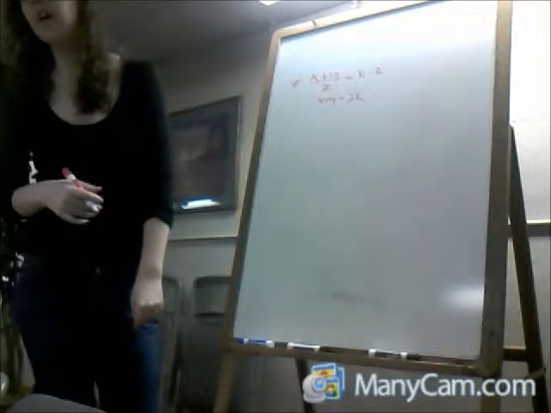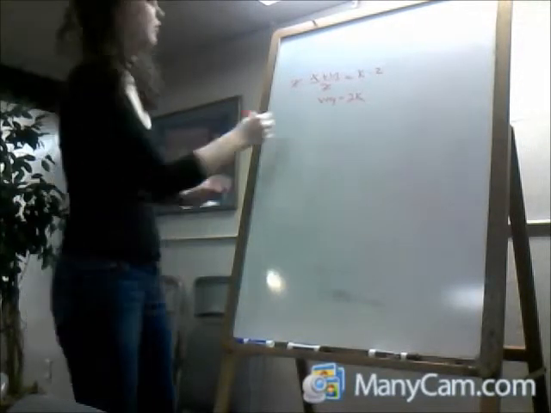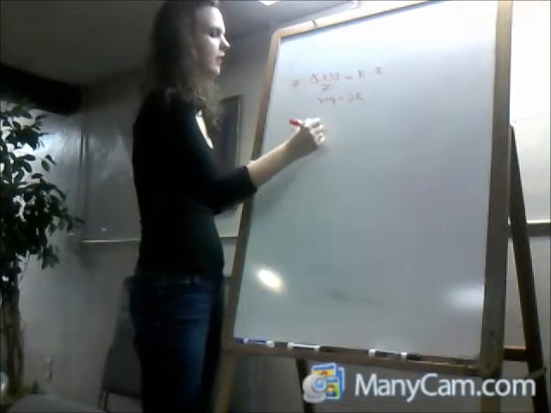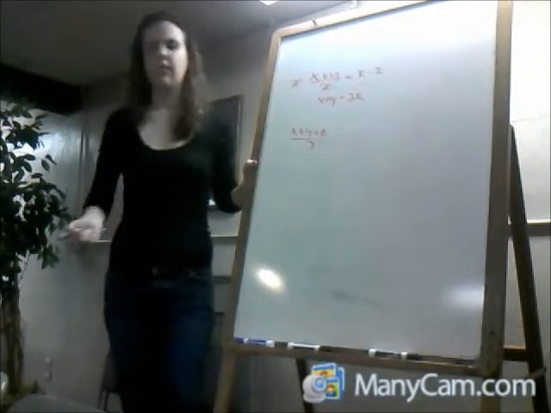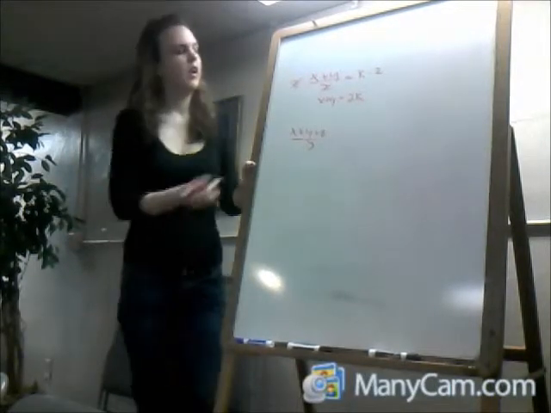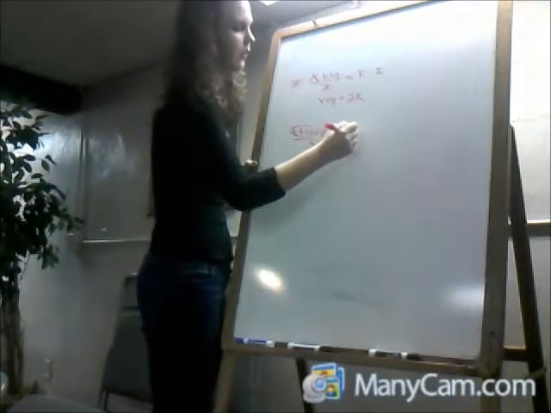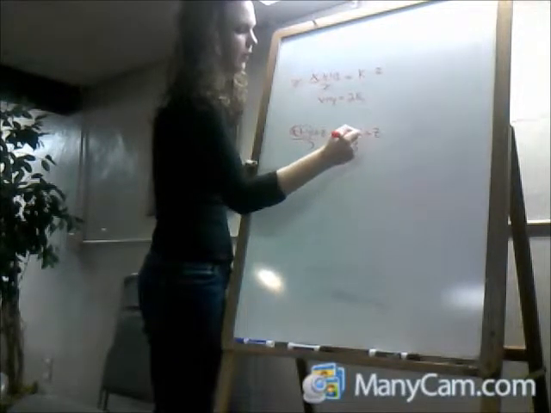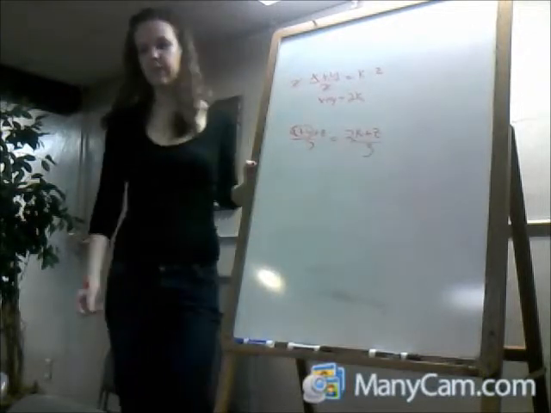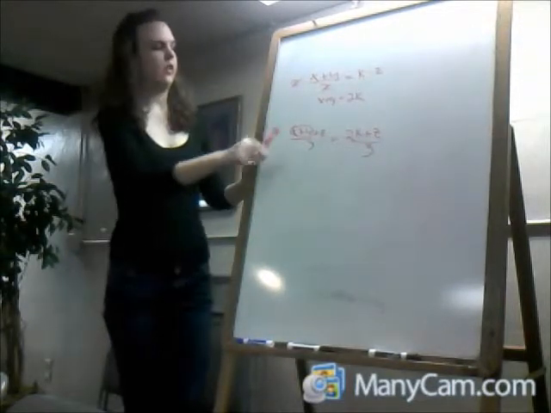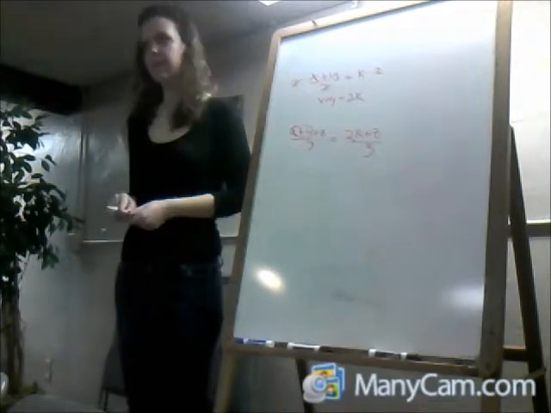Oh, okay, yeah. So essentially they're asking for x plus y plus z over 3, because they're asking for the average of these three numbers. So we're going to plug in the sum of x plus y, so it's going to be 2k plus z over 3, because we're just going to substitute in the sum that we found over here.